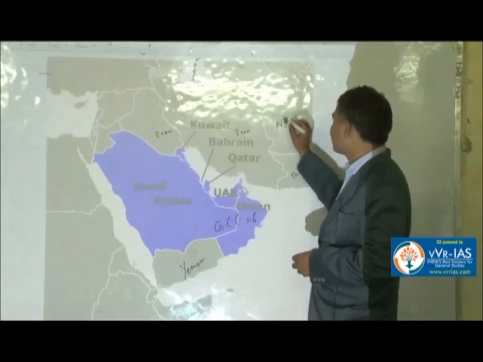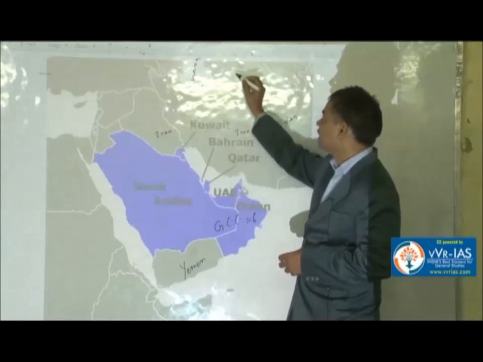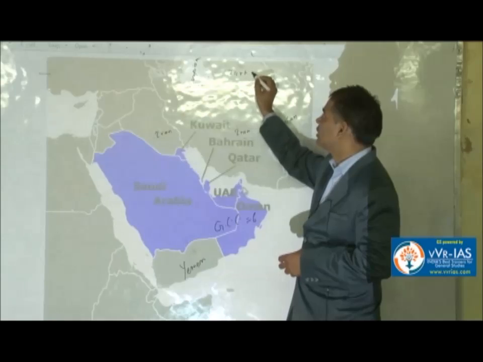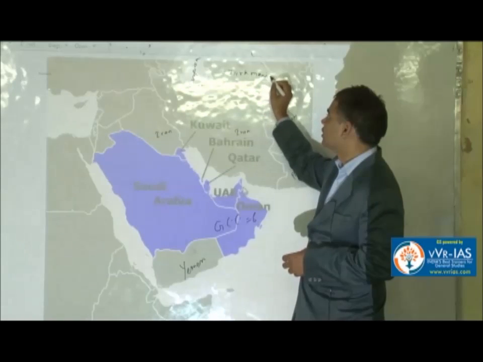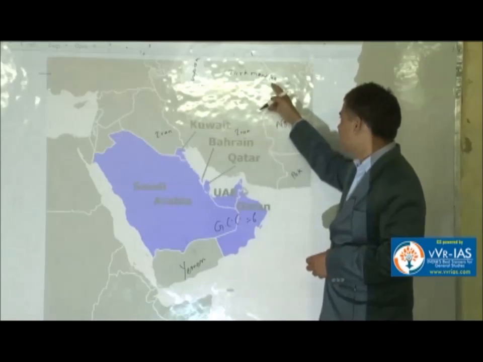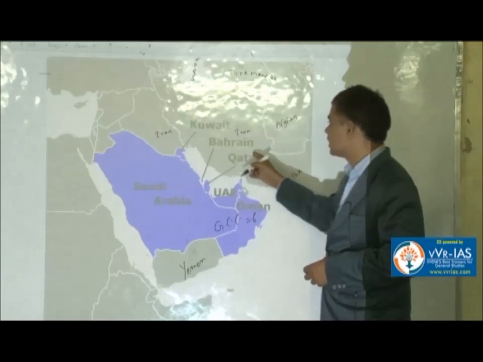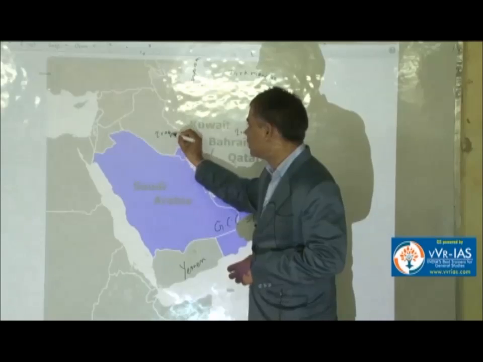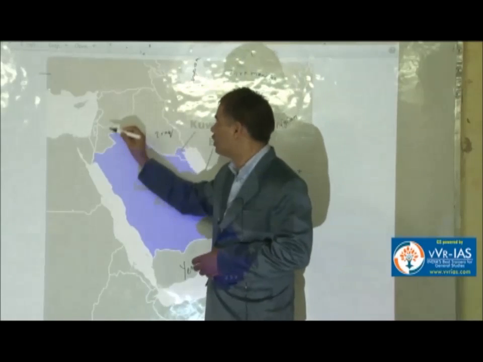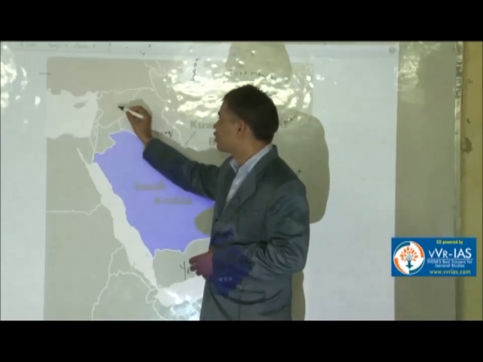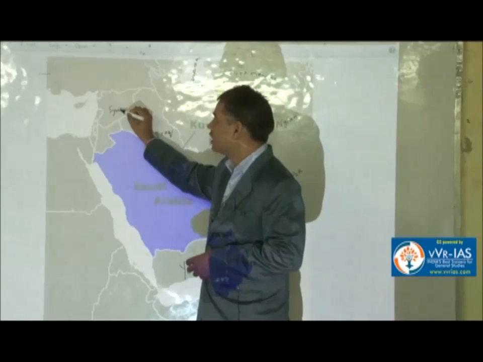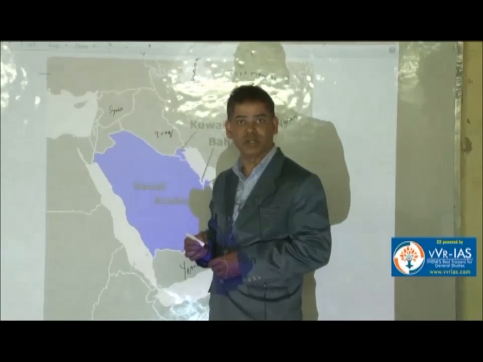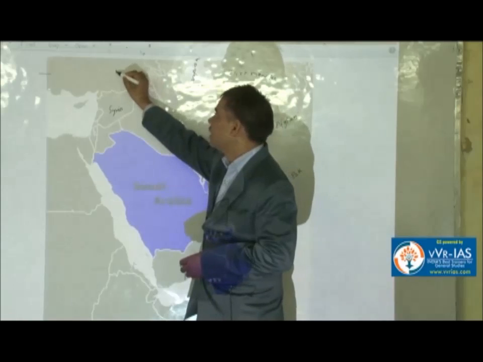Now, after Afghanistan, further north, here is Turkmenistan. So, Turkmenistan, Afghanistan, Pakistan, Iran, and this is Iraq. After Iraq, if you come here, this is called Syria. The war here has been going on since 2011, called the Syrian war, and here is Turkey.